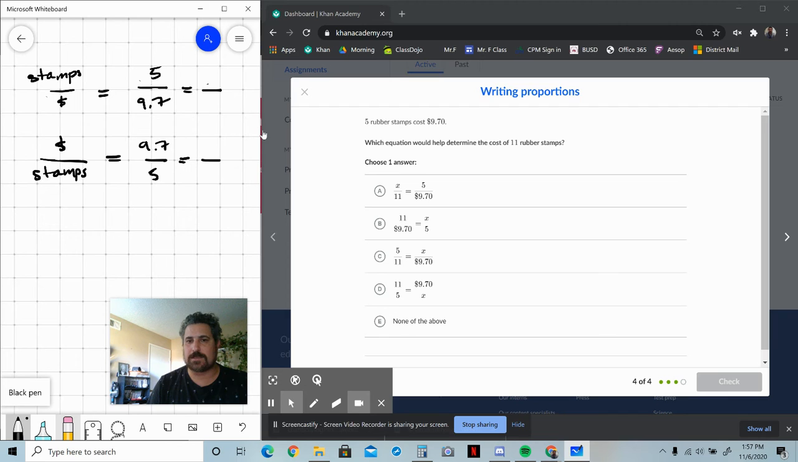Okay. And so then if you set up the top way here, you would say that the cost for 11 rubber stamps, so now the stamps changes to 11, what would the cost be? And if you set up this bottom way with the dollars on top and the stamps on bottom, you would just change the stamps to 11 and the dollars on top here. So these are the 2 ways I'd set it up.